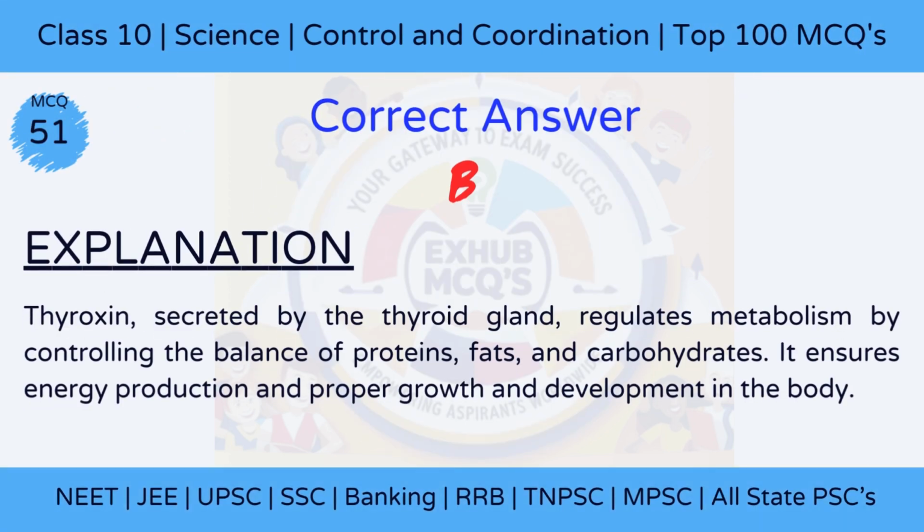The correct answer is option B, controls metabolism. Explanation. Thyroxine, secreted by the thyroid gland, regulates metabolism by controlling the balance of proteins, fats, and carbohydrates. It ensures energy production and proper growth and development in the body.